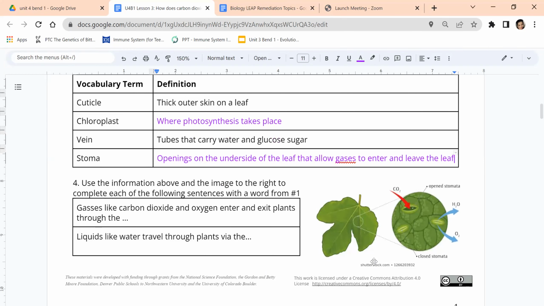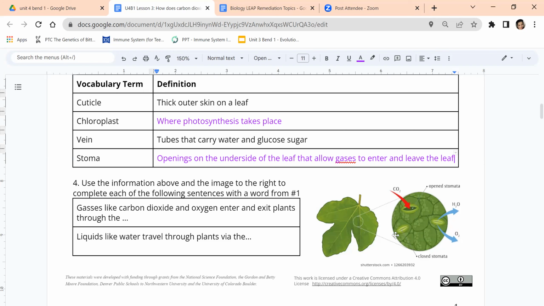So here's another image to show you what the stomata look like. And you'll notice that it shows that sometimes the stomata are open and sometimes they're closed. And they kind of look like little mouths. And so think of them in terms of when they're open, like an open mouth, they're allowing things in and out. But when they're closed, they don't allow things in or out.